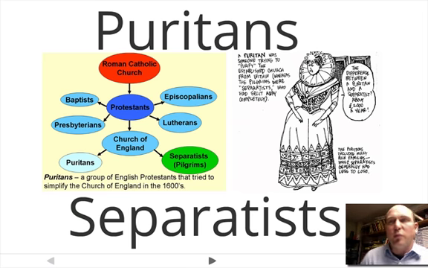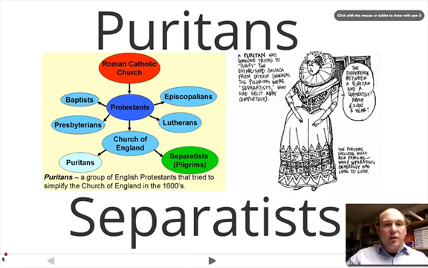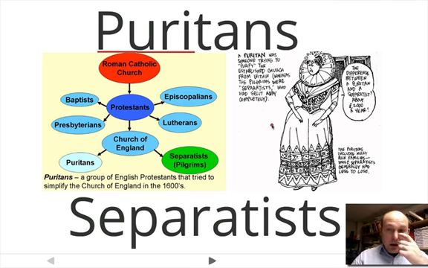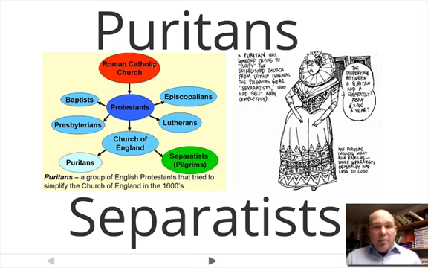So you have a group of people known as the Puritans that want to purify the Church of England. That's the way to remember it. So Puritans want to purify the Church of England. And so we've got the Roman Catholic Church leading to Protestants, the establishment of the Church of England, and then there's two splits off the Church of England.